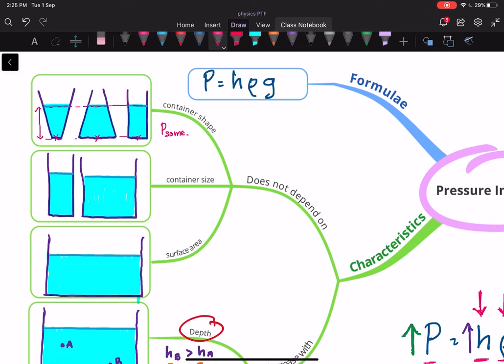Okay. Yang kedua pula, mempunyai saiz bekas yang berlainan. Satu kecil dan satu lagi besar. Tapi tekanan pada kedudukan atau kedalaman yang sama, katakan kedalaman yang sama untuk kedua-dua titik A dan B ni, maka tekanan tetap sama walaupun bekas dia adalah berlainan saiz.